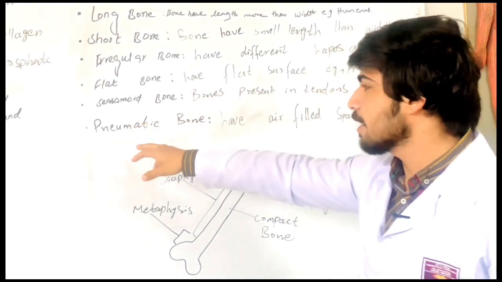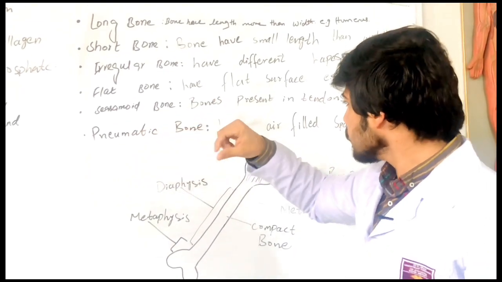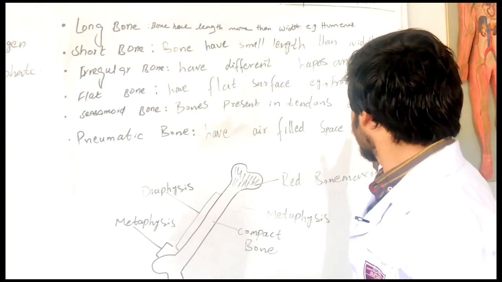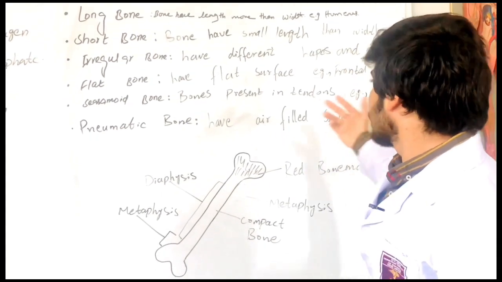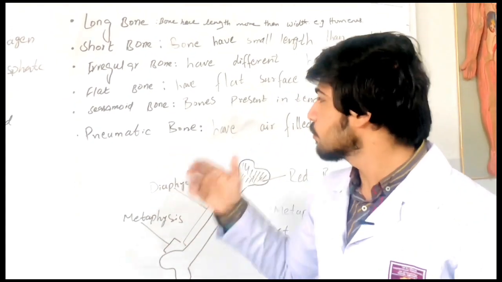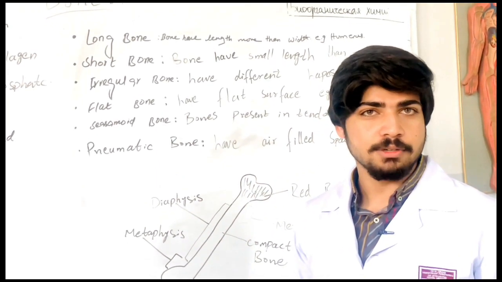Then sesamoid bone. Sesamoid bone is present in tendons. For example, patella.